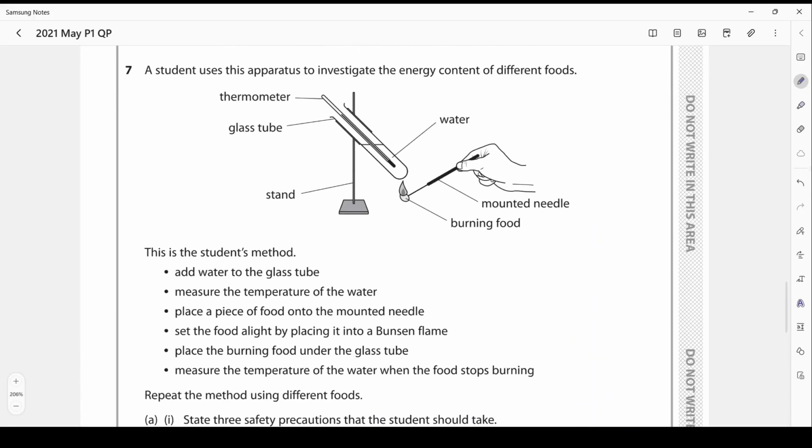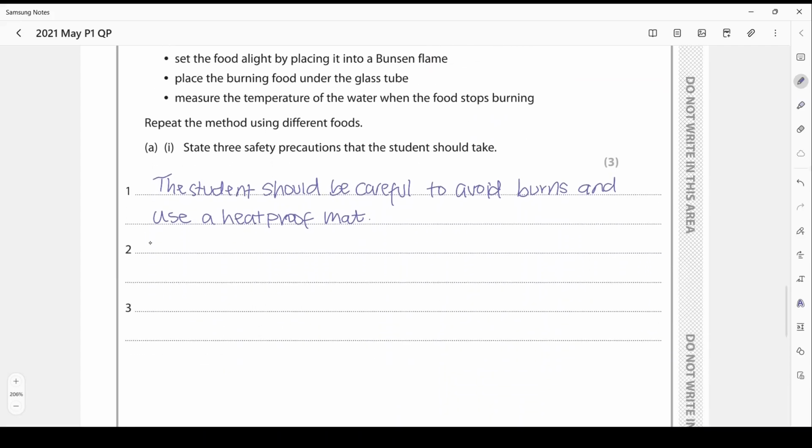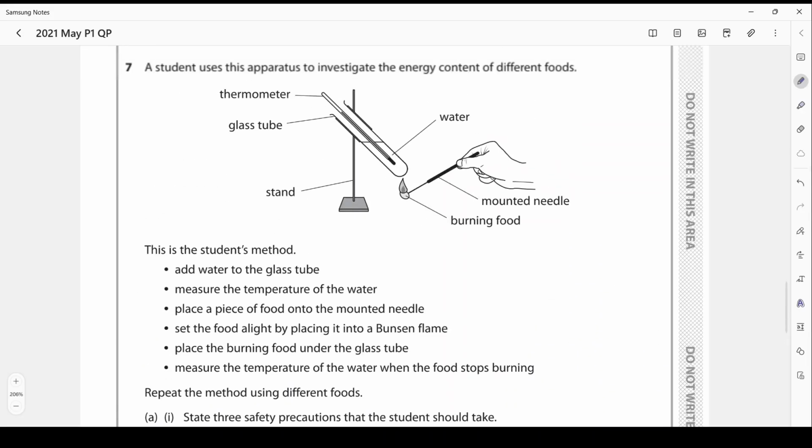Another obvious one is you need to be using safety goggles. So the student should use safety goggles. All right. And another one is because you're using a mounted needle and it's very pointy, it's important to make sure that you don't poke yourself.